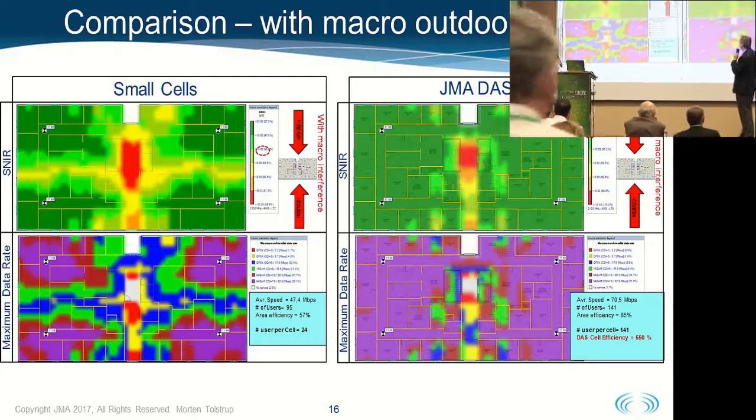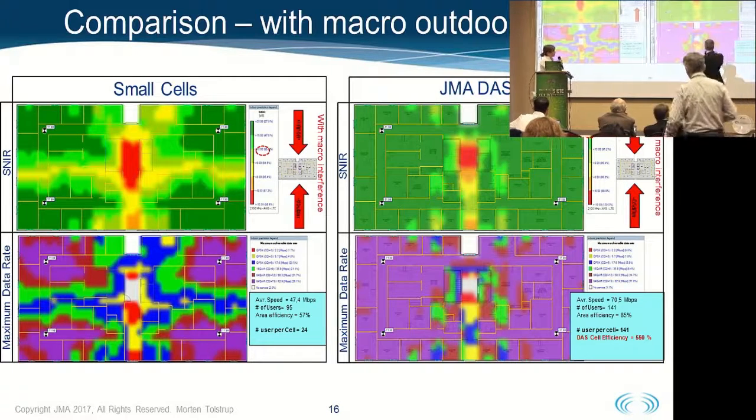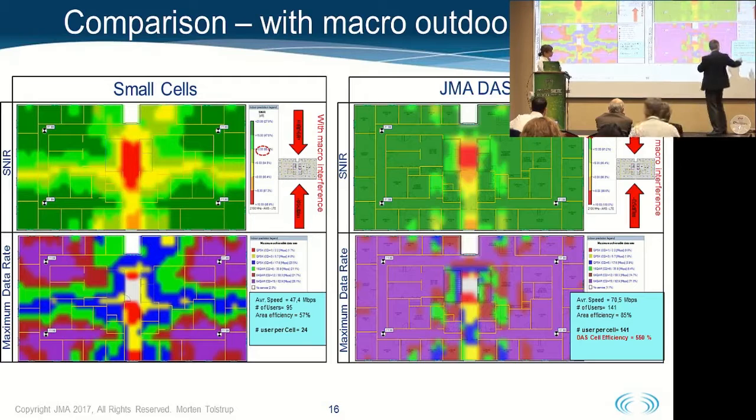But on the DAS side here, you raise the capacity, and we can talk about the numbers, but the network becomes more than 500% more efficient in terms of data speed to the users.